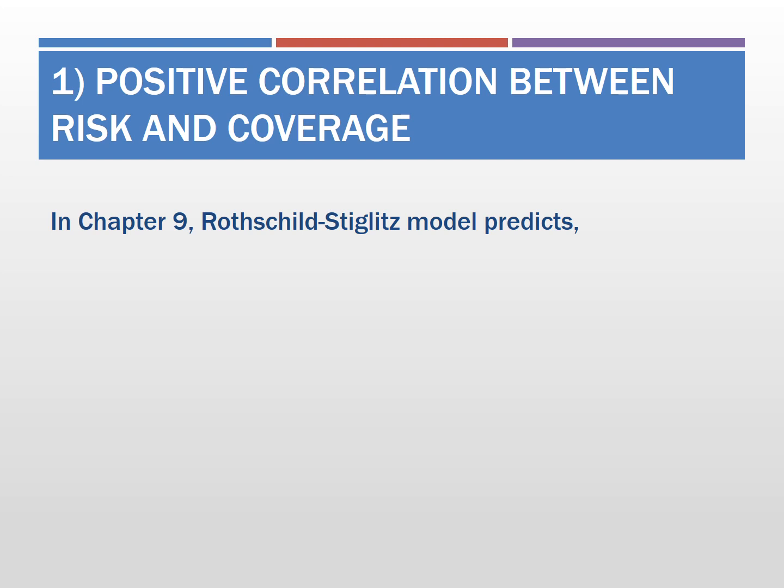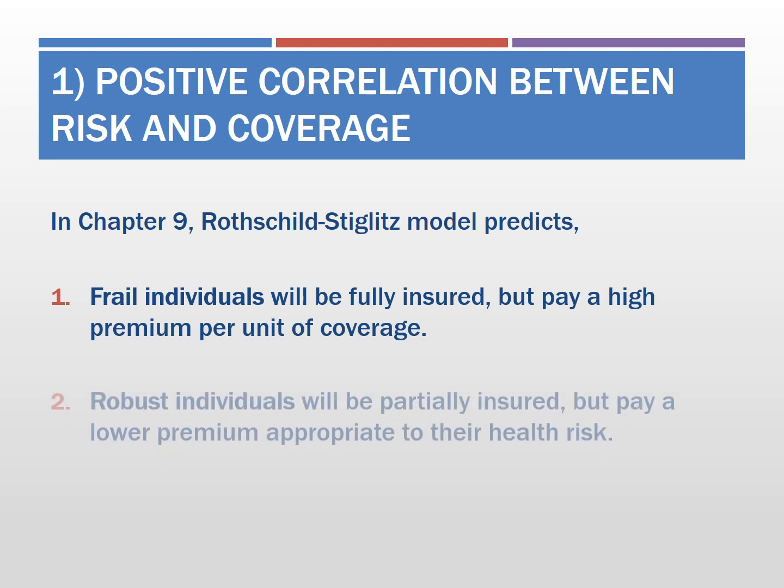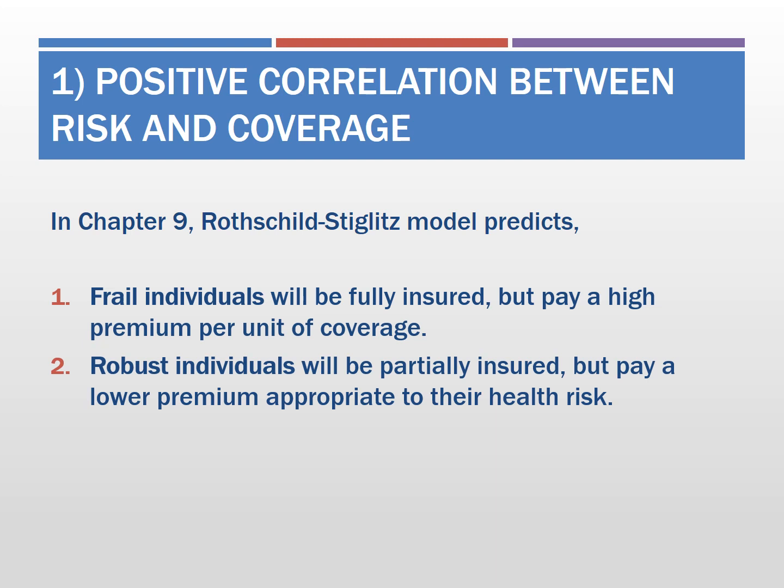Well, in chapter 9, of course, we didn't cover that chapter, but there is one model that might explain the positive correlation between risk and coverage. In the Rothschild-Stiglitz model, the frail individual will be fully insured, but pay a high premium per unit of coverage. And the robust individual will be partially insured, but pay a lower premium appropriate to the health risk. So those are the evidence that we could find in today's markets.